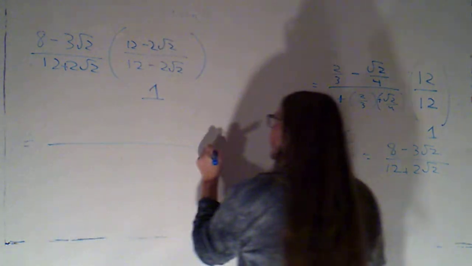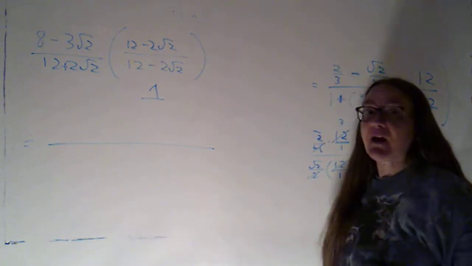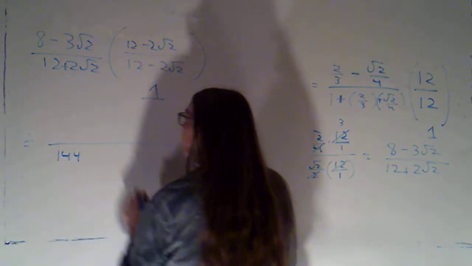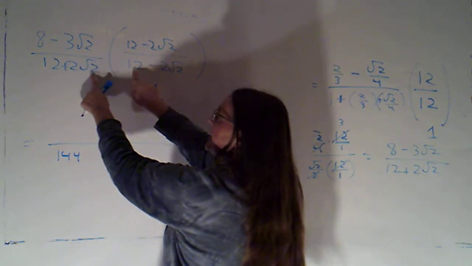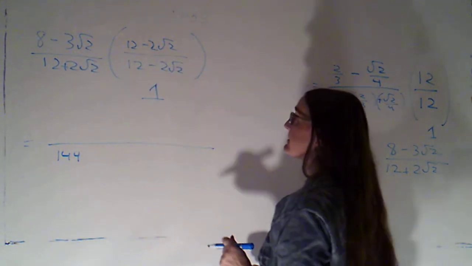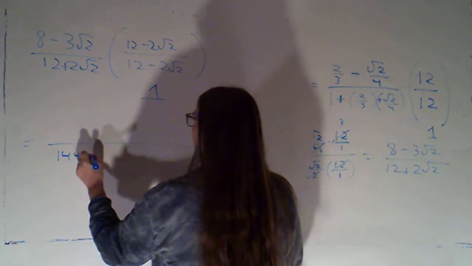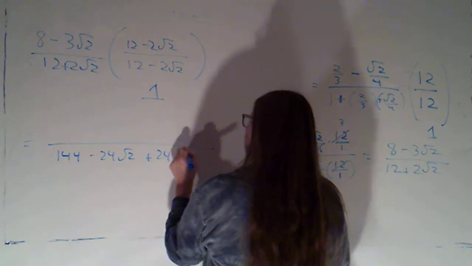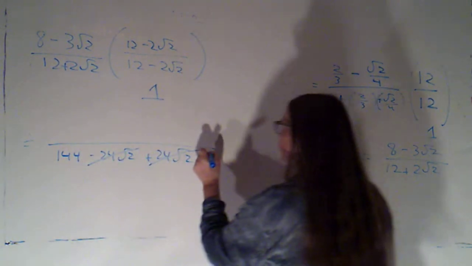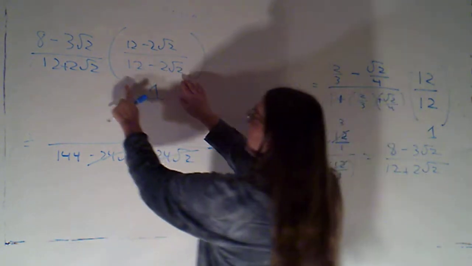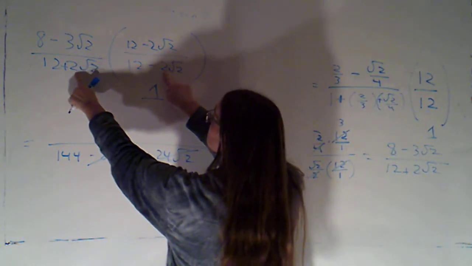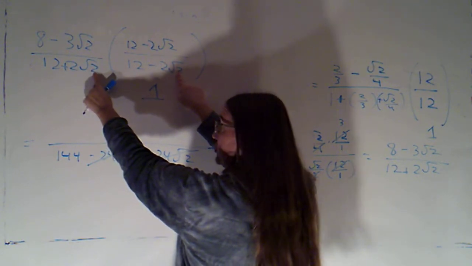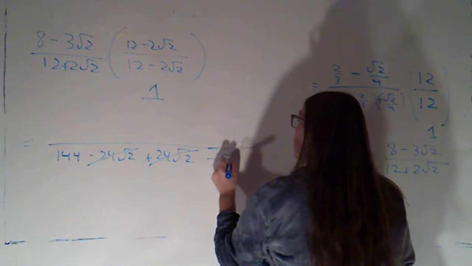And if I FOIL out the bottom, that's going to remind me why I wanted to do this. First terms, 12 times 12, give me 144. My outsides and my insides are going to cancel. Don't even need to write them down if I don't want to, but I'm going to just to really emphasize that they do cancel. They're exact opposites of each other, so they go away. And then I've got minus 2 times 2 will give me 4. Root 2 times root 2 will give me 2. So I've got 4 times 2, which is 8.